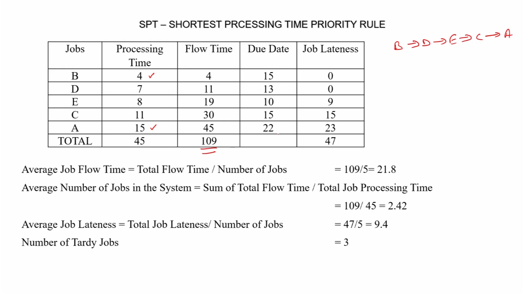Now, let us see the due dates also. The due date of job B is 15. So, we are able to do it well within time.